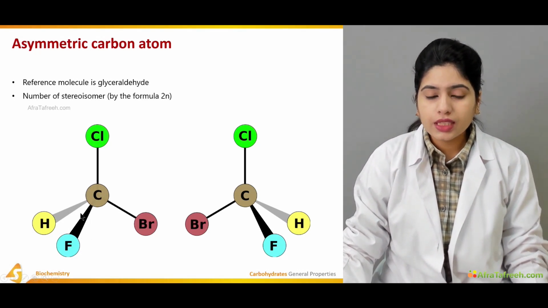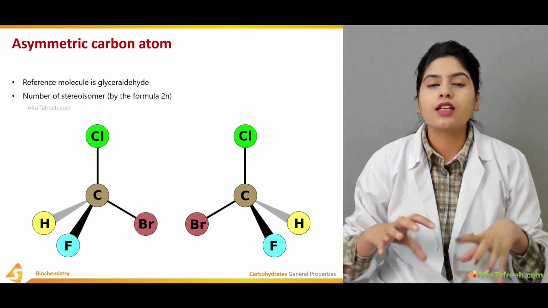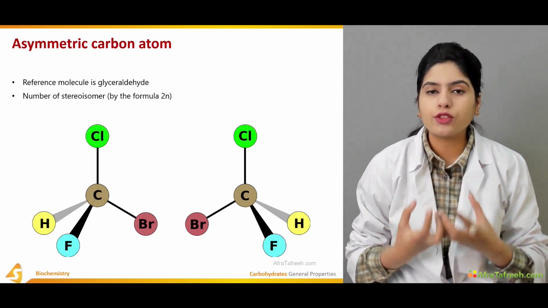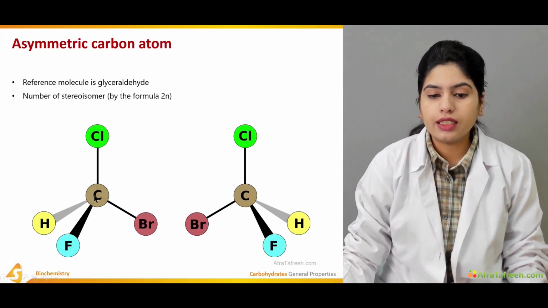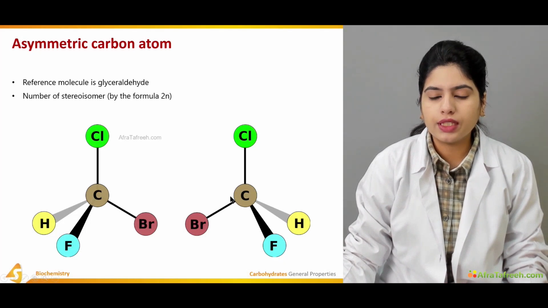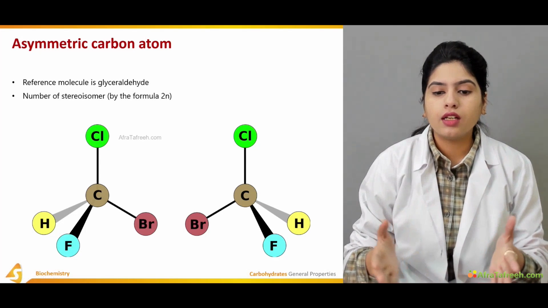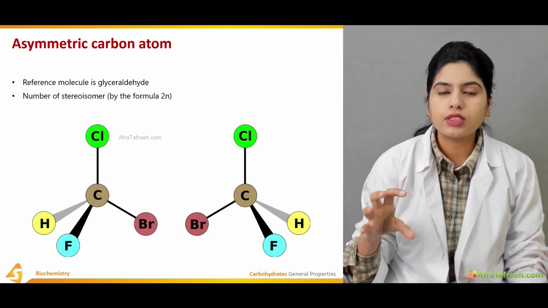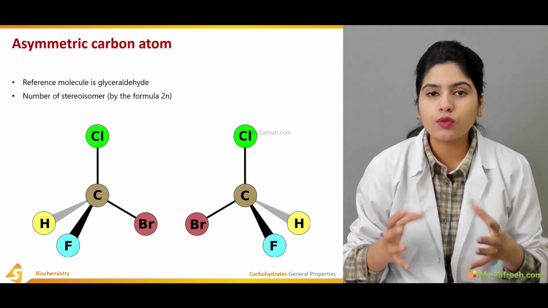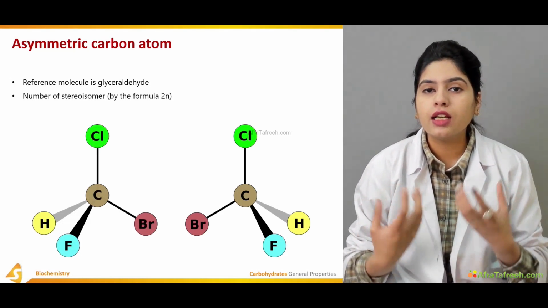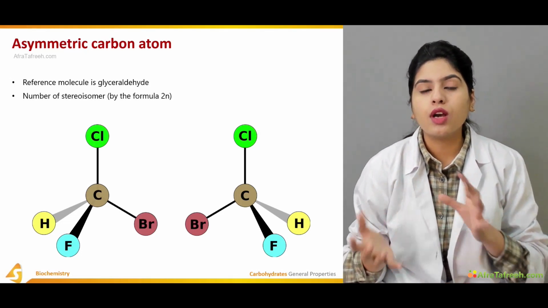All of these 4 different atoms are attached to the central carbon atom. Now, because of this asymmetric carbon atom, there is the possibility of stereoisomerism in the carbohydrate. As you can see, the orientation of this group here is different, and here it is different. This stereoisomerism is basically due to the difference in the spatial arrangement of these atoms around the asymmetric carbon atom, and that gives rise to the stereoisomers.